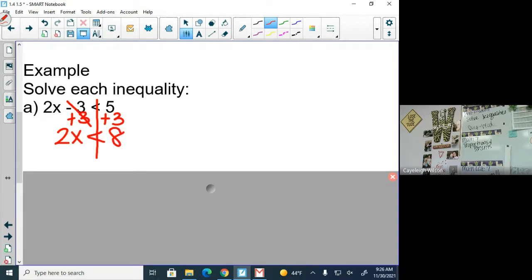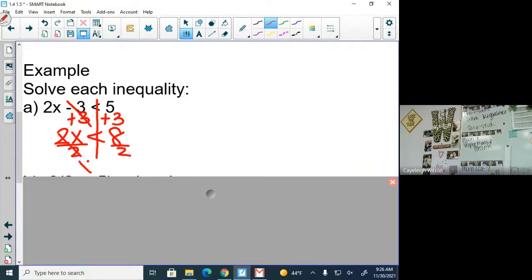And then I'm going to get x all the way by itself. So now I will divide by 2. Should I flip my sign? No, because I divided by positive 2. So my answer is x is less than 4. I'm so good.